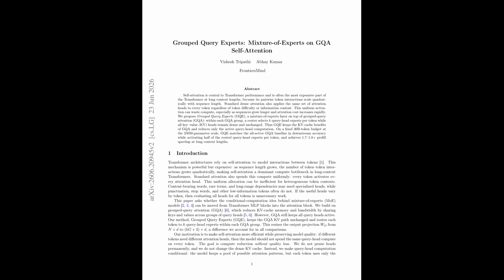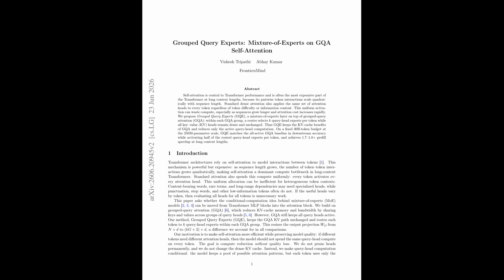But here's the catch that motivates this paper. GQA still evaluates every query head for every token. It saves memory bandwidth, but not query-side compute. Now, prior work has tried to make attention conditional in various ways. Some methods prune heads after training. Others, like mixture of attention or MoH, route across heads globally and sometimes sparsify the KV cache too. The authors of GQE make a much more constrained choice. They preserve GQA's group structure completely and only introduce sparsity within each group's query heads.